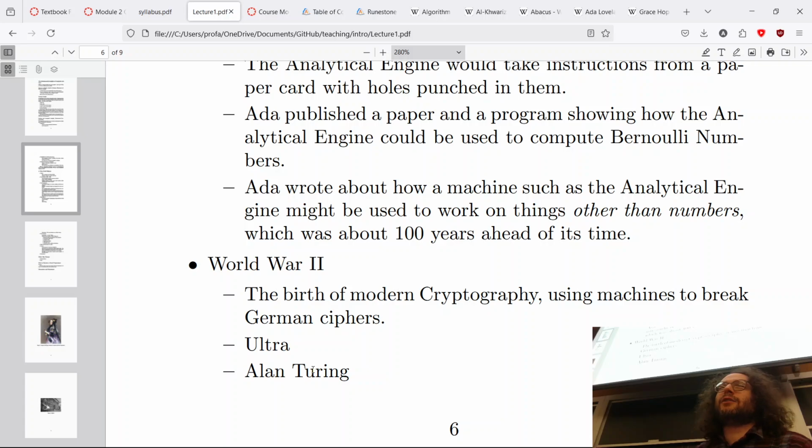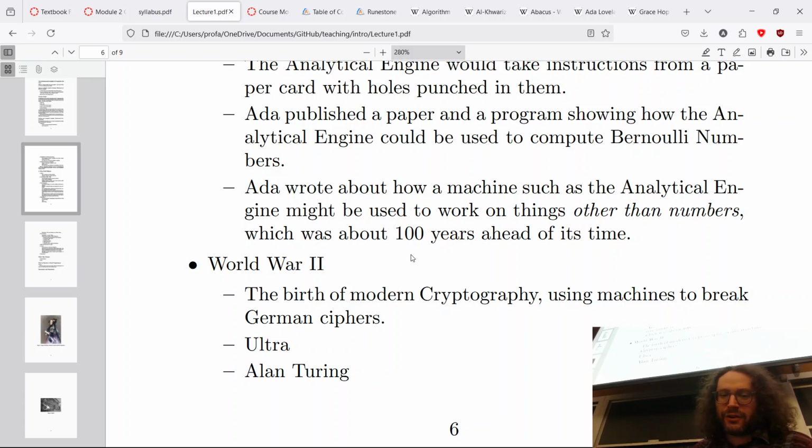The mathematical model for computers is called a Turing machine, which has not much to do with a Turing test, which is an AI test. And he was one of the big leaders in the cryptography project of breaking German ciphers during World War II.